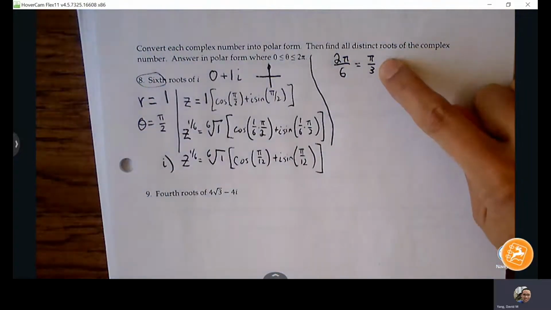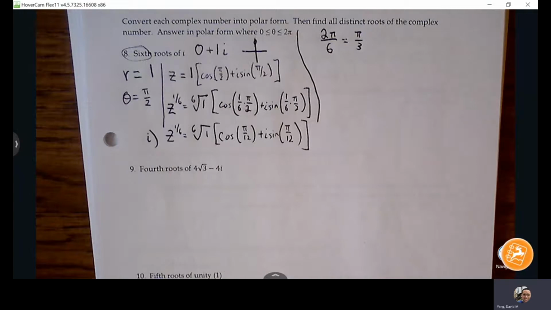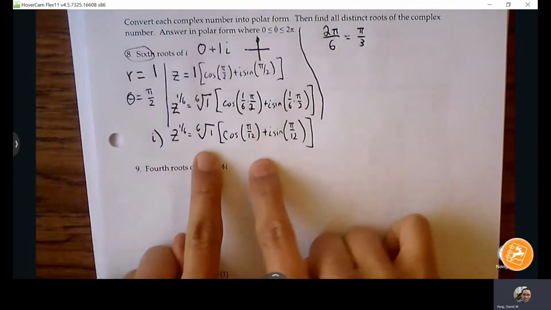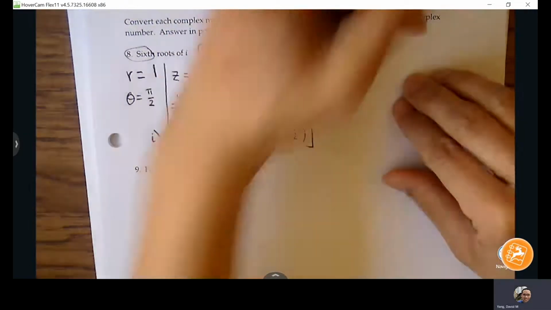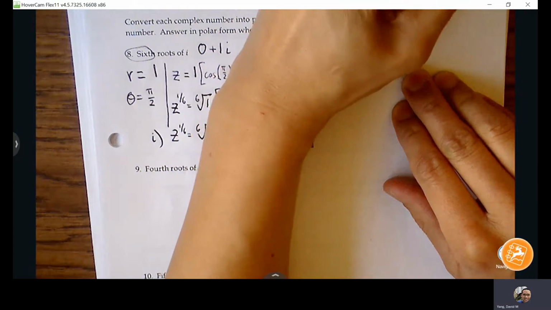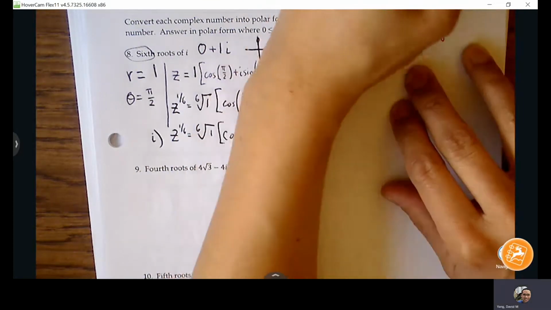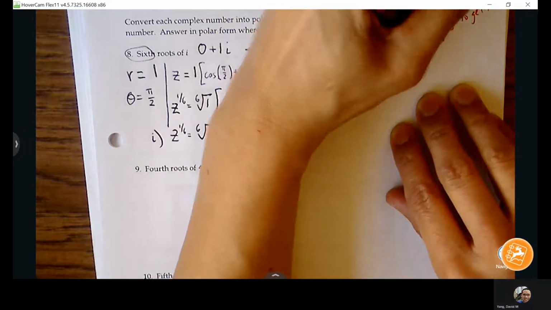So that tells us that to find all the other solutions, we're going to take the first solution and just keep adding pi over 3, pi over 3, pi over 3, and then by the time we get to the sixth solution, that's how we know to stop. But everything else is going to stay the same. Okay. So we're going to keep adding pi over 3 to get to the next solution.